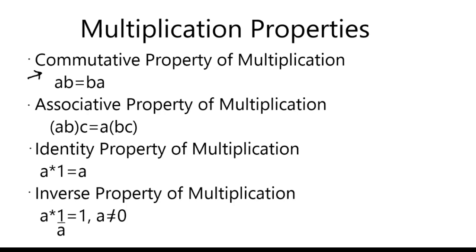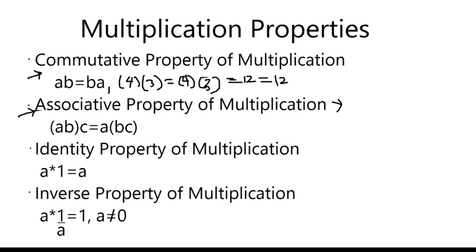So first of all, meron tayong commutative property of multiplication. It says A times B is equals to B times A. So for example, lagyan natin ng value yung A. Let's say it is 4 times 3. Same thing lang sila ng 3 times 4. They are always the same. 4 times 3 is 12. 3 times 4 is 12. So, baliktad na.